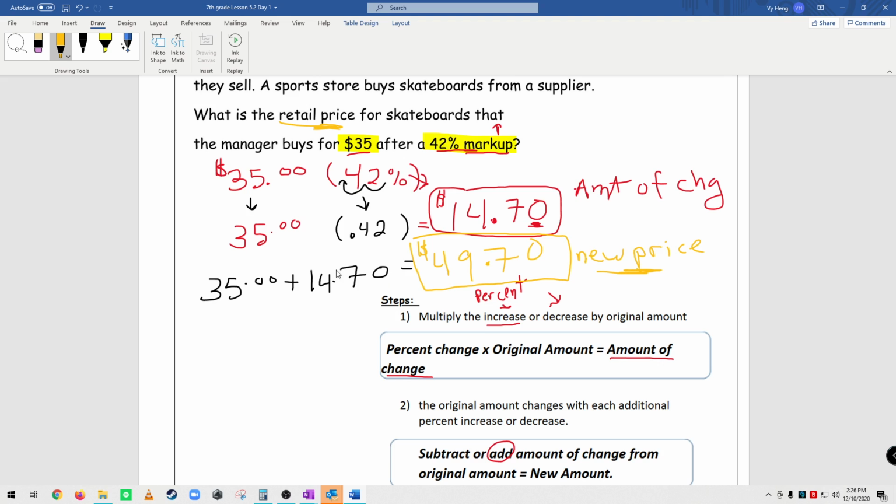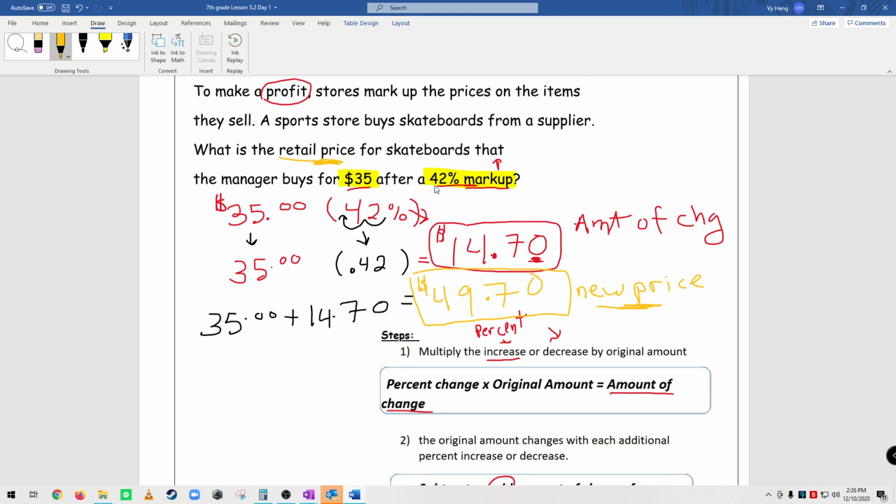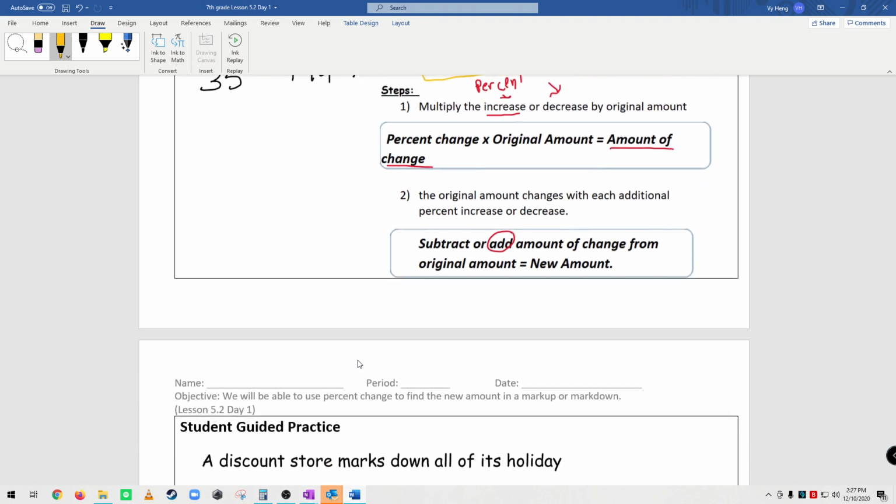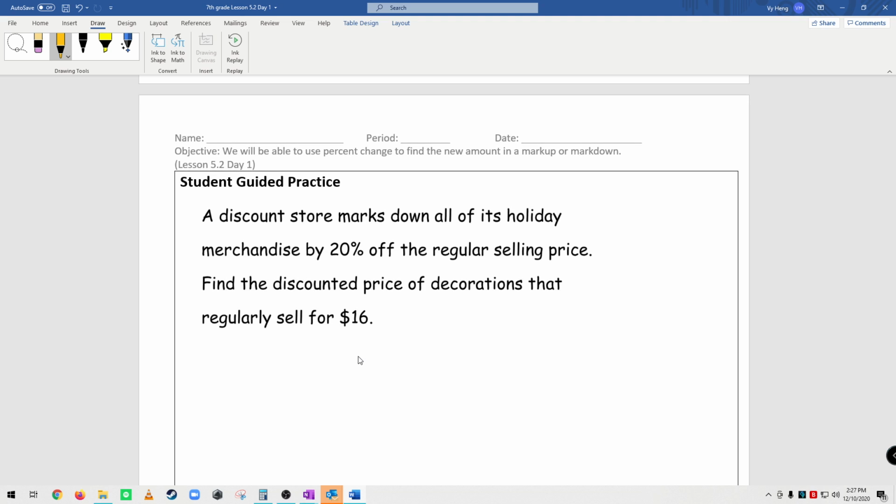Okay, so again, we started with the markup, right? We multiply it by the original price, so that way we can get the amount of change. We got the percent of change. And then you take that amount of change, you add it because you're marking up the price to make a profit, right? So $14.70 plus the $35, the original price, you're going to get a retail price or new price of $49.70. Now let's go to another one that has to do with markdown.